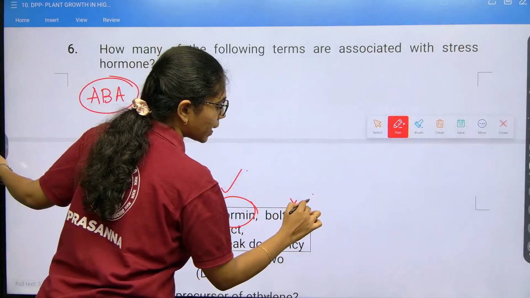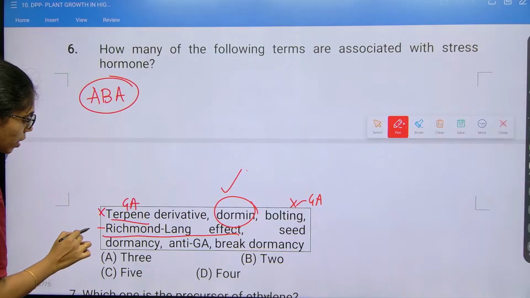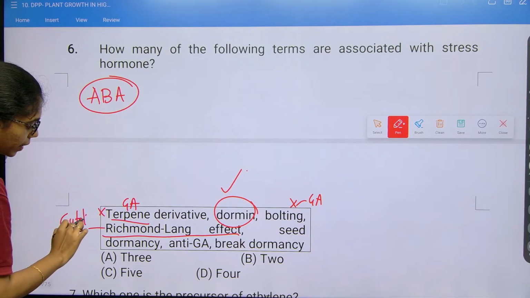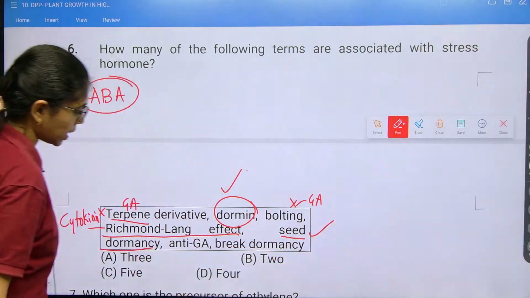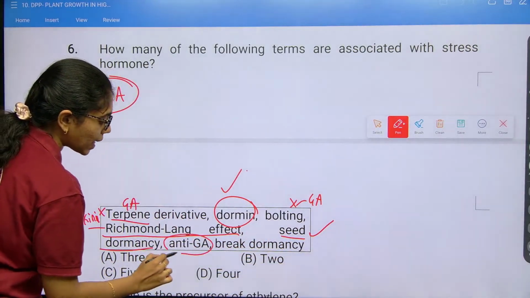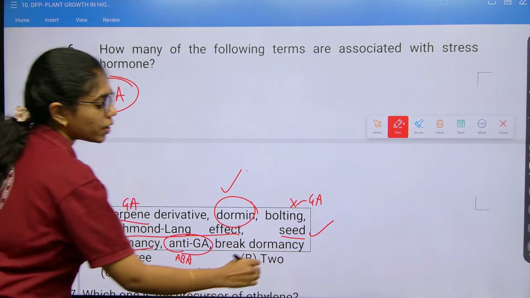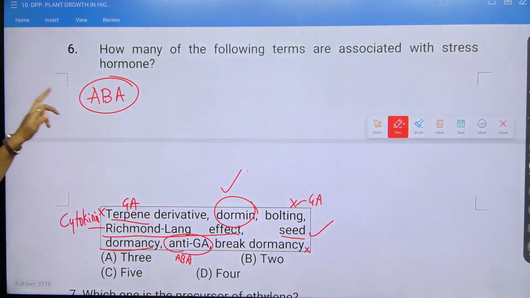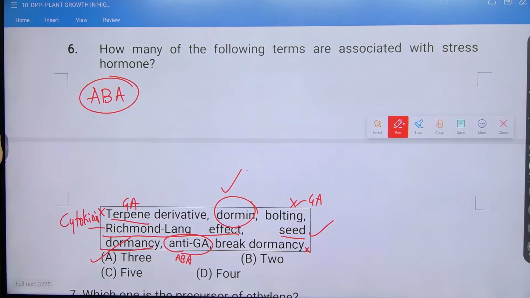Not bolting. Bolting is associated with gibberellin. Richmond-Lang effect is associated with cytokinin. Seed dormancy is associated with abscisic acid only. Anti-gibberellic acid is abscisic acid when you consider seed germination. It will not break dormancy, abscisic acid will promote dormancy. So, how many terms are associated with ABA here ma? 3. Got it? This is how you have to choose. I hope you understood everyone.